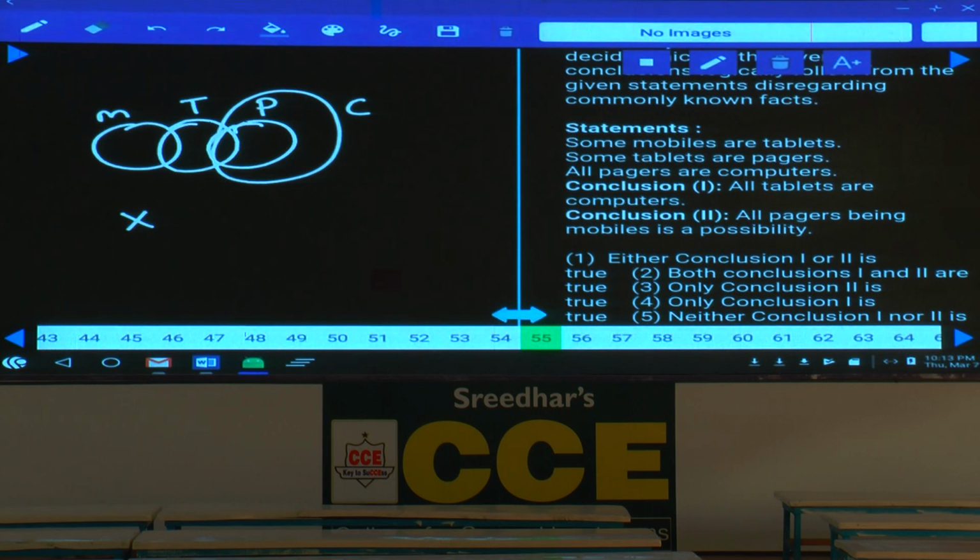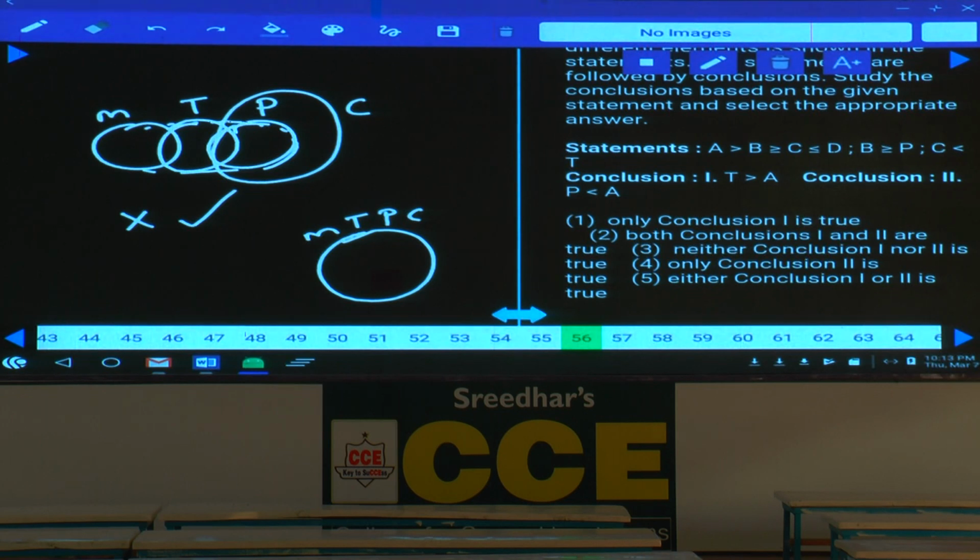Next one, all pages are mobiles is a possibility. Is it possible or not? Tell me whether I can draw like this or not. And again, as all the statements are affirmative, for a possibility we can draw it as a single diagram. Isn't it? Mobile equals tablet equals pages equals computer. Hence, what is your answer here? The second one is possible. Hence, only conclusion 2 is possible. Choice 3 is the answer. 55, it is choice 3.